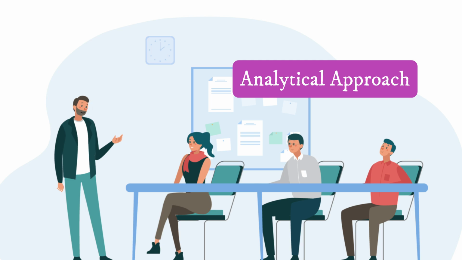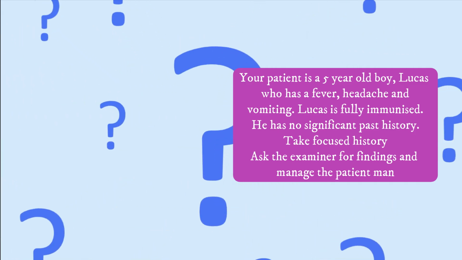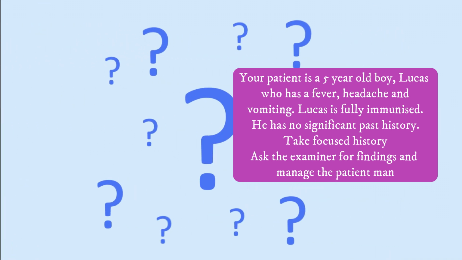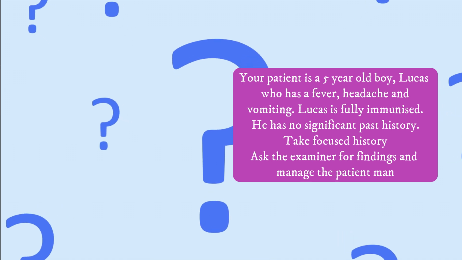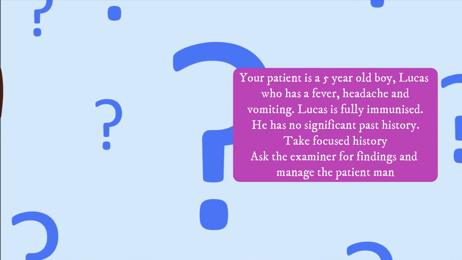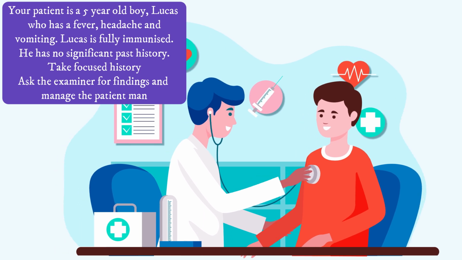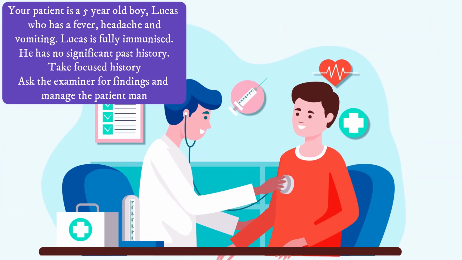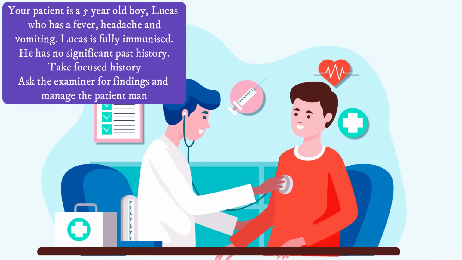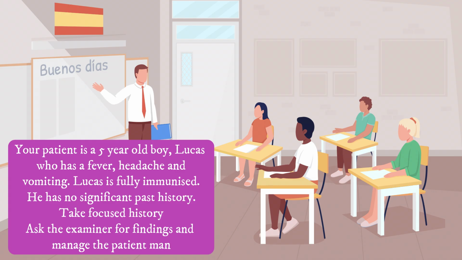So let's take our example. Your patient is 5-year-old boy Lucas who has fever, headache and vomiting. Lucas is fully immunized. He has no significant past history. I usually use this analytical approach whenever I look at the rest of the information that is given in the scenario. In this particular scenario, the additional information is that Lucas is fully immunized and he has no significant past history.